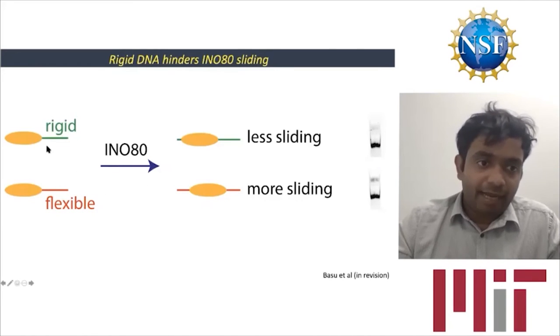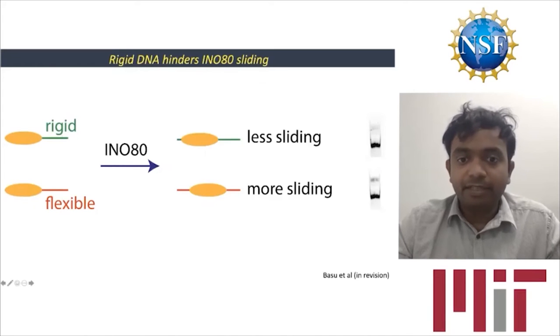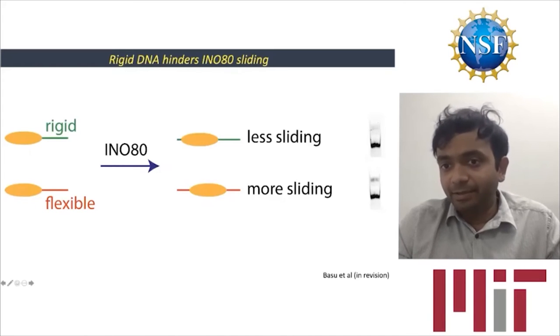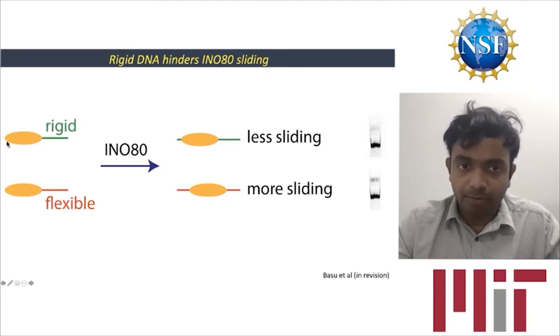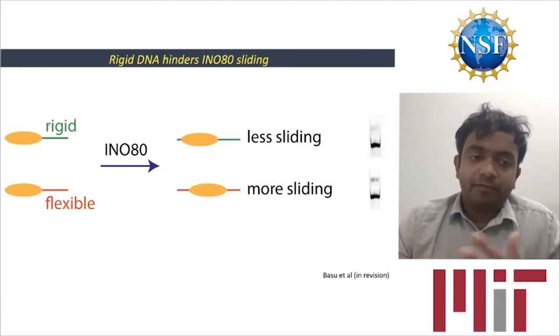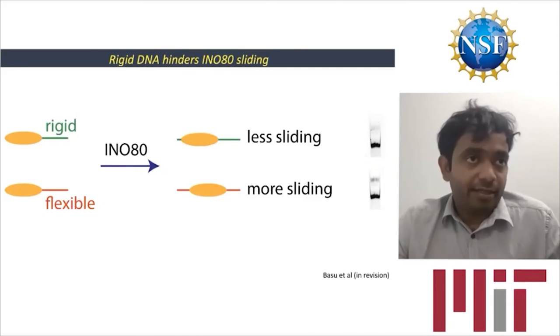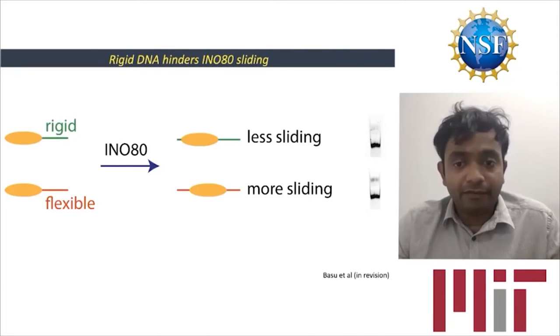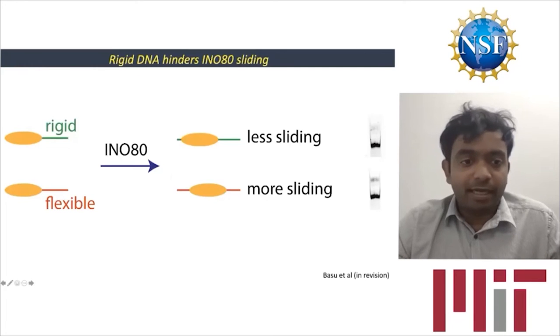As INO80 acts, it results in the centering of these nucleosomes, and centered nucleosomes show up as a band in the gel which runs slower than the original nucleosomes. Now, for various such pairs of rigid DNA, rigid and flexible linkers, we quantified the extent of sliding, and we consistently found that there is more sliding when this linker DNA is more flexible.